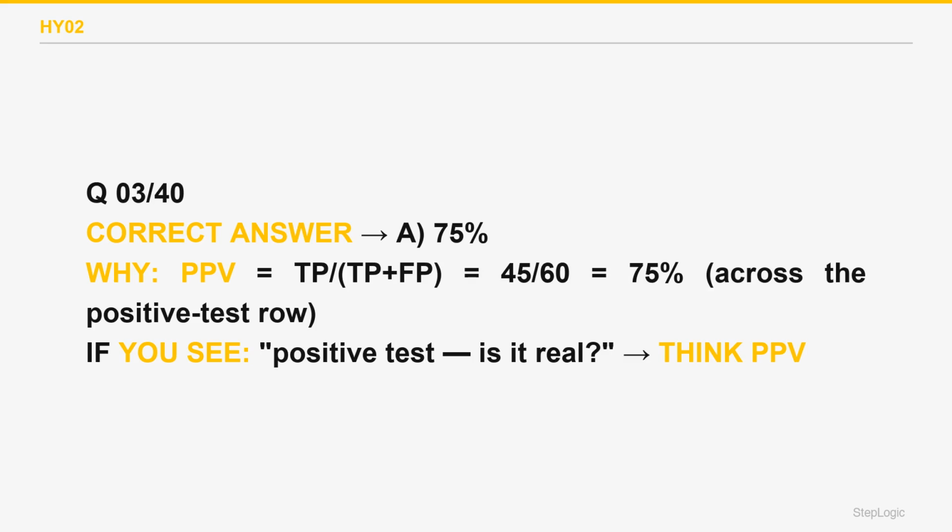The value 90% is the sensitivity, 45 of 50 diseased, or specificity, 135 of 150 healthy, which read down the disease columns, not across the positive test row. Choice B wrong. The 96% is the negative predictive value, the mirror measure for negative tests. Choice C wrong. True positives over all positives gives a PPV of 75%.